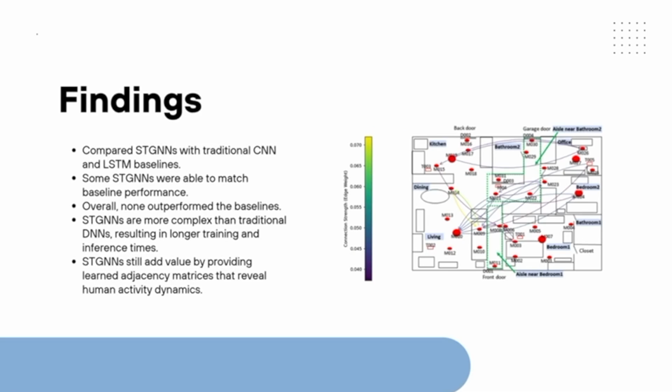The SCGNNs we tested did not outperform the baseline models and required significantly longer training and inference times due to their complexity. However, SCGNNs are still useful for this task as their learned graph structures reveal prominent pathways of activity flow.